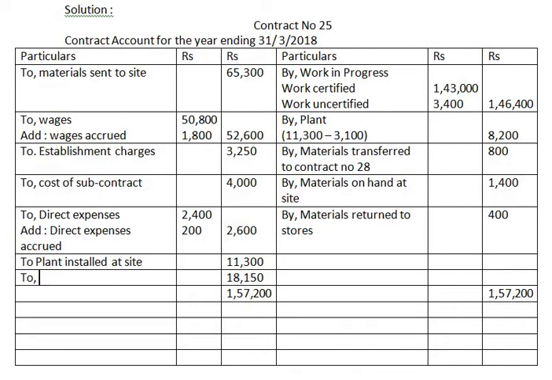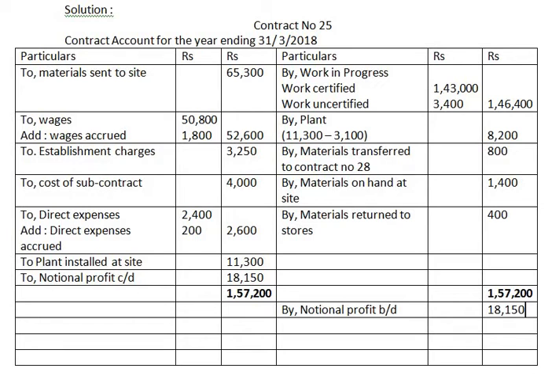To notional profit carried down. Okay, now this has to be brought down. So this is total, right? Now this should be brought down by notional profit brought down, and the amount is 18,150.